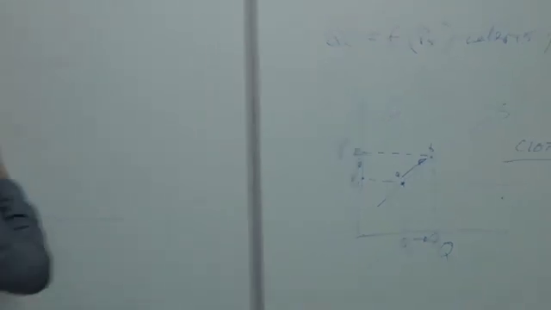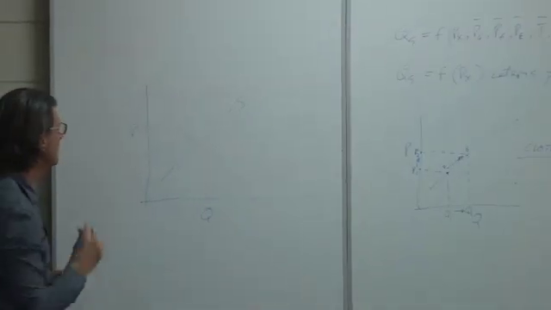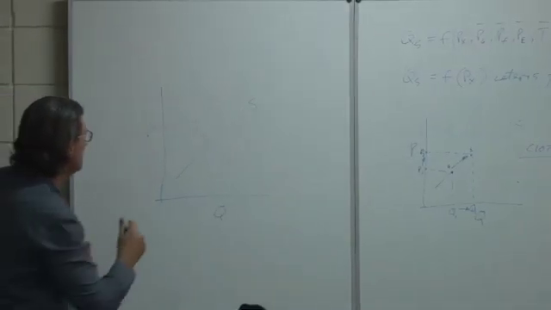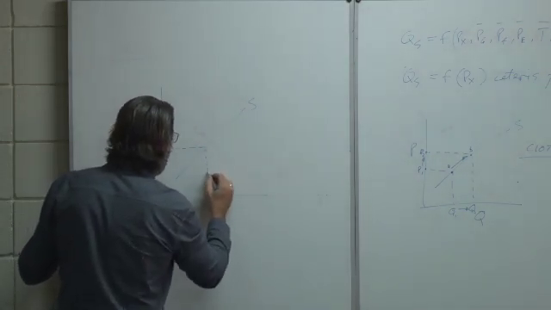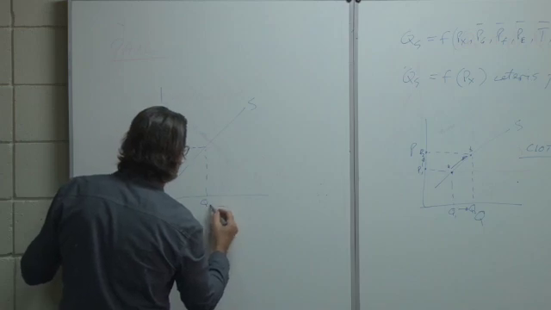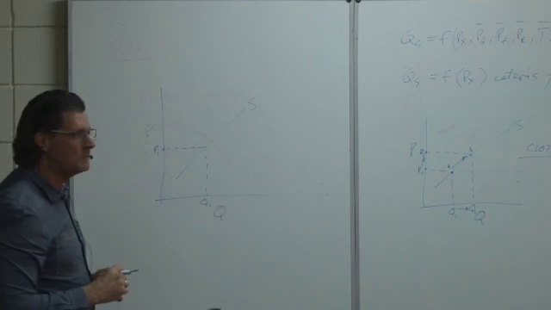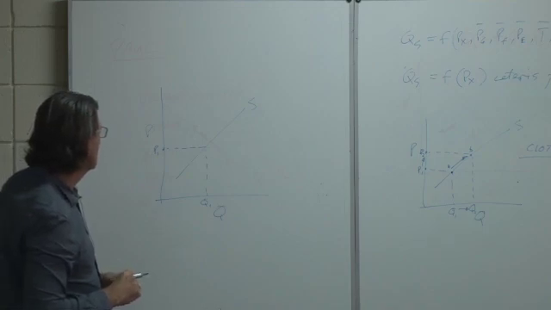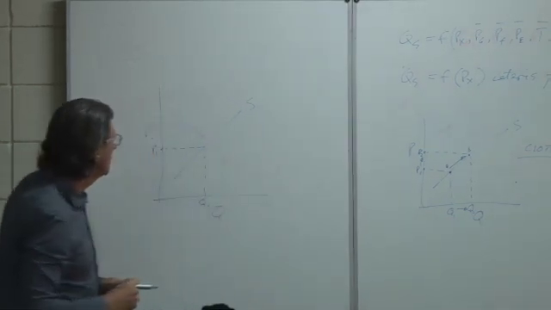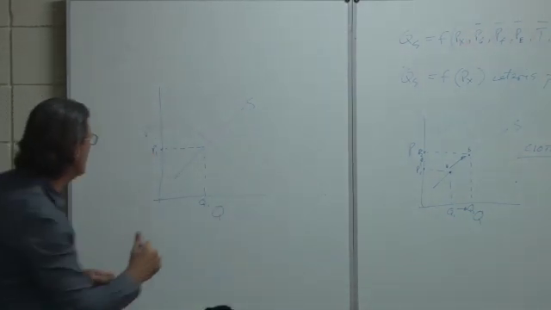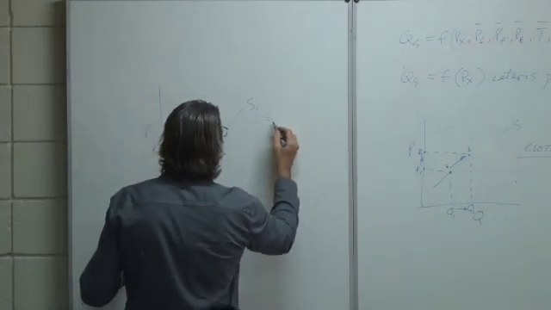If, on the other hand, we have our supply curve, and we have price P1, and technology improves, then the suppliers are able to produce more goods at the same price. So what happens is a movement of the curve.